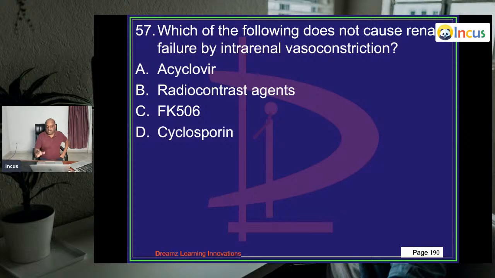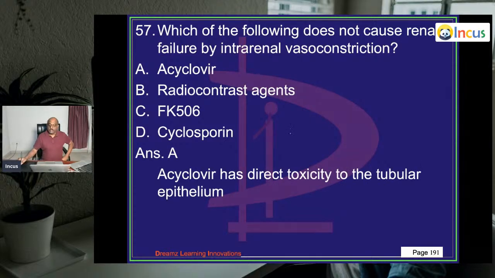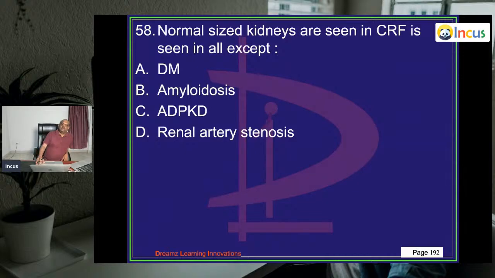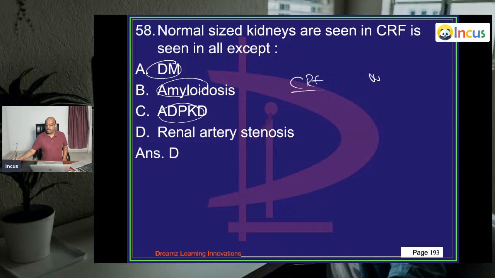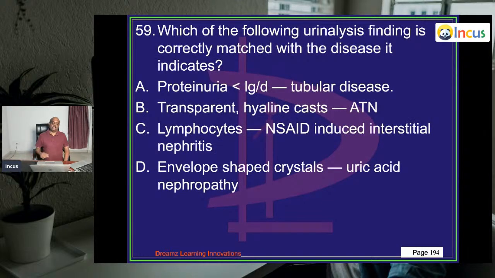Intrarenal vasoconstriction: radiocontrast agent, cyclosporine, FK506. They all lead to nephrotoxicity by causing intrarenal vasoconstriction. But acyclovir directly goes and damages the tubular epithelium. Normally, chronic renal failure leads to shrinkage of the kidney size. But CRF with a normal size of the kidney, where do you see? ADPKD, diabetes, amyloidosis. In spite of CRF, there will be normal sized kidney, is what you should remember.